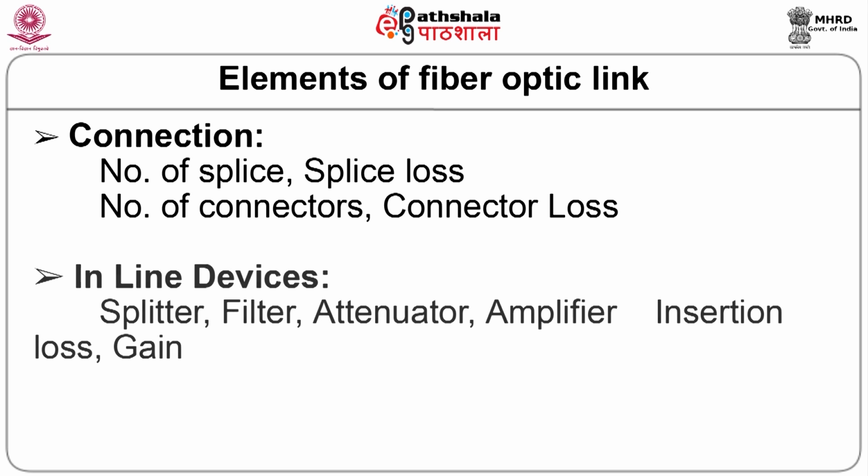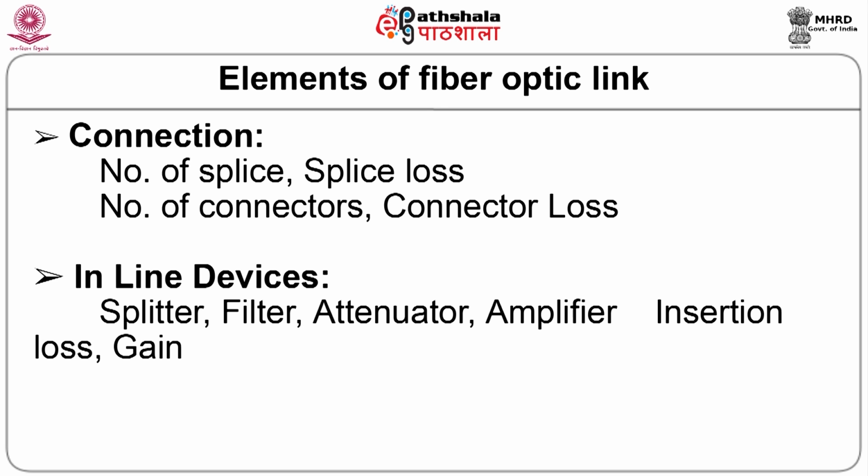Inline devices, they are splitters, filters, attenuators, amplifiers. Insertion loss should be considered here, and the gain of that amplifier has to be considered. So inline devices, they are important. As we have seen, there are some elements which are associated with the fiber optic link. These are all essential elements, and we have to consider all the factors associated with these elements properly because we need to design it.